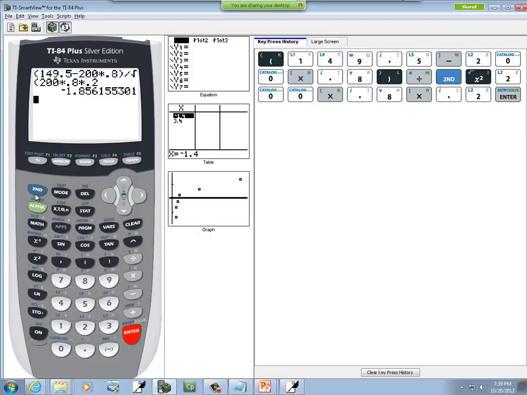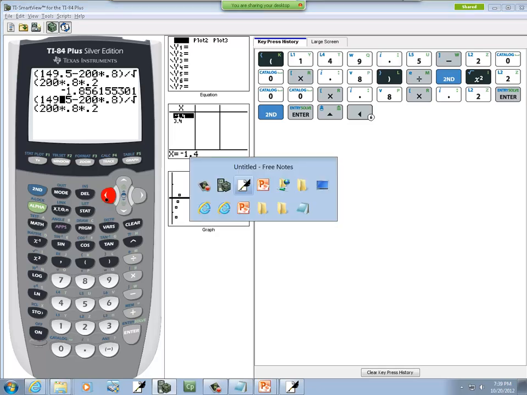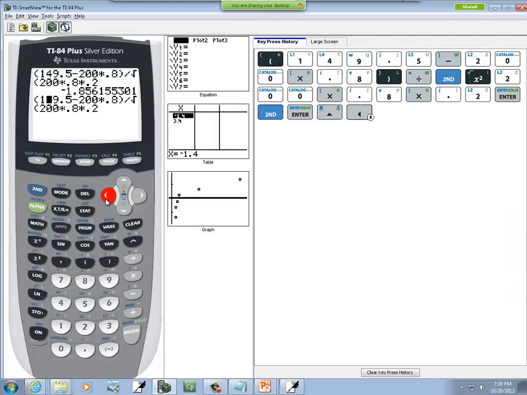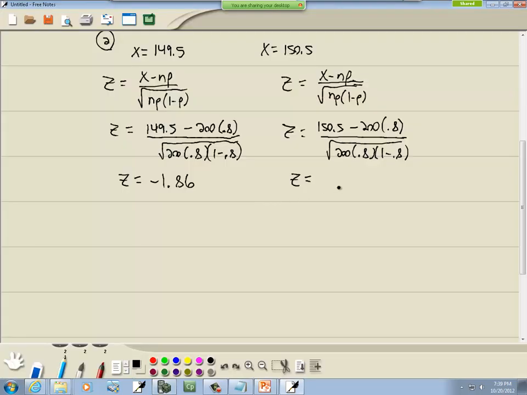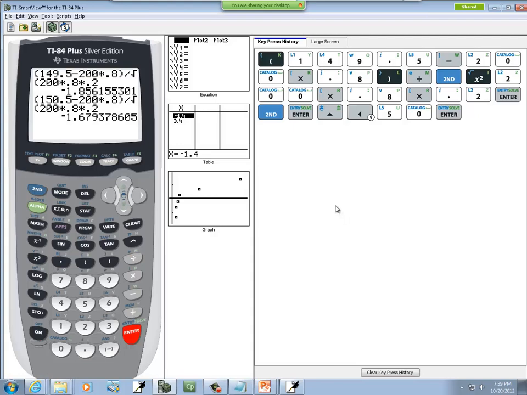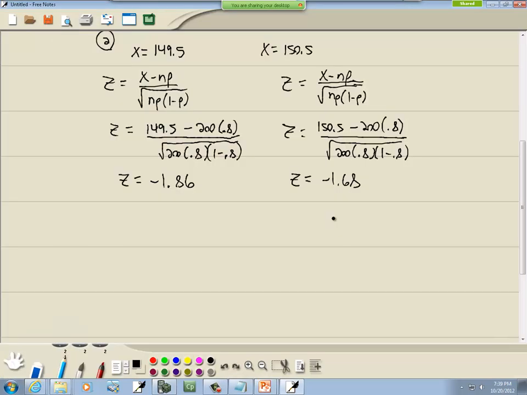Now the other one. If I do second enter, that'll bring up the previous entry. We'll save some time. And I'll come up here and change the 149.5 to 150.5. And enter. And we get negative 1.68. Negative 1.68. Now let me check everything there. Minus 200 times, okay. Square root, yeah, that looks good.